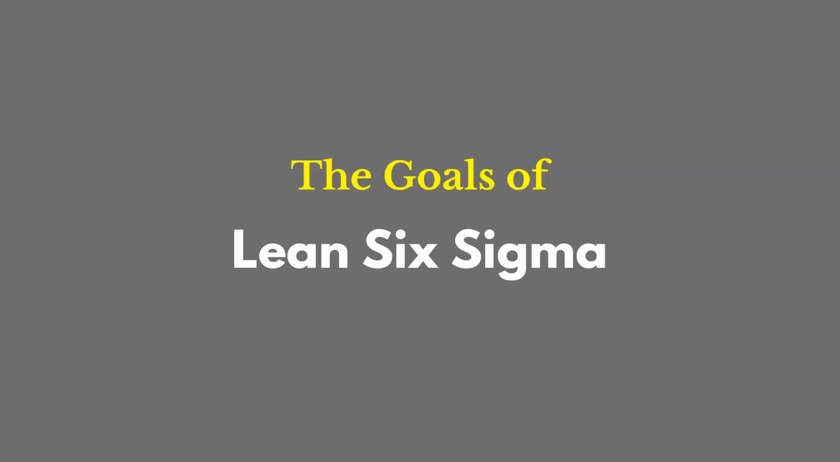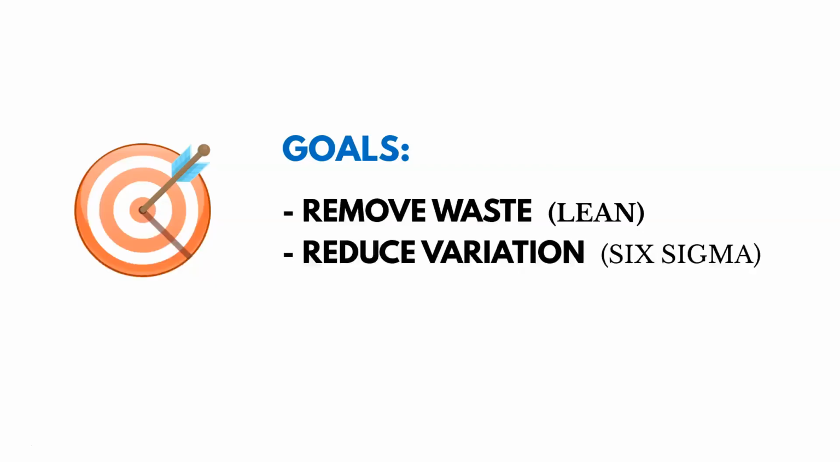Okay, so now let's talk about the goals of Lean Six Sigma. There's really two primary goals. The first is to remove waste. That's Lean. And then to reduce variation. That's Six Sigma. To remove waste and reduce variation. And we'll come back to these again and again.